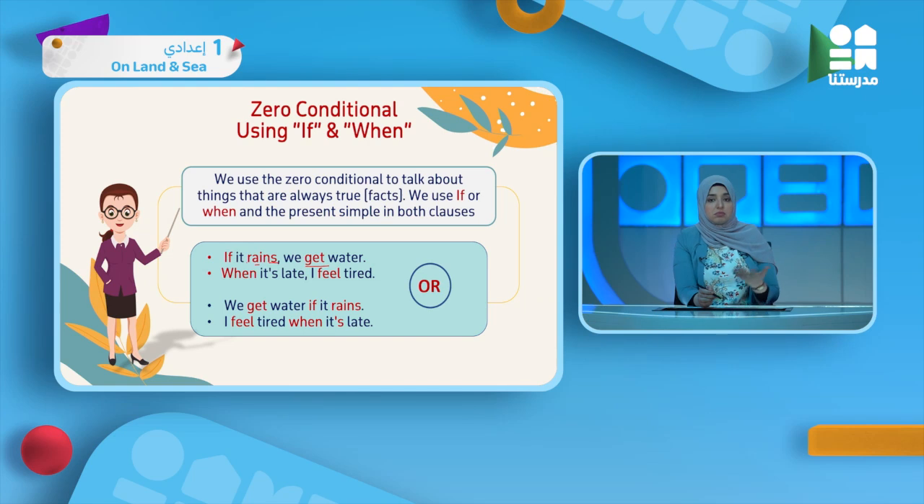ممكن بدل if I can use when اللي هي ممكن بالعربي نقول عليها عندما. When it's late I feel tired. When I stay up late لو أنا سهرت أو قعدت وقت متأخر I feel tired. استخدمت هنا is و feel، present simple. اوكي طيب أنا هنا بستخدم if and when at the beginning of the sentence.